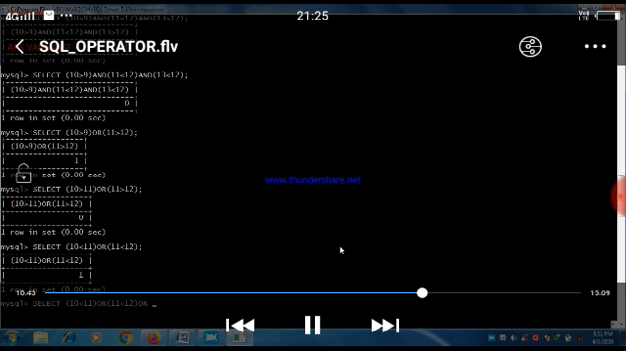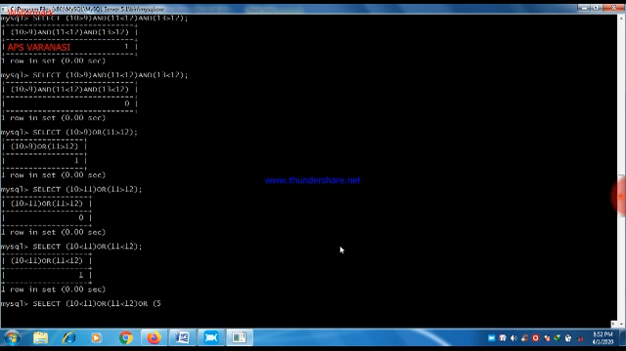Now let us take another example using OR operators. Here we take three different conditions. First is 10 is less than 11, second is 11 is less than 12, or third is 5 is greater than 1. There are three conditions.